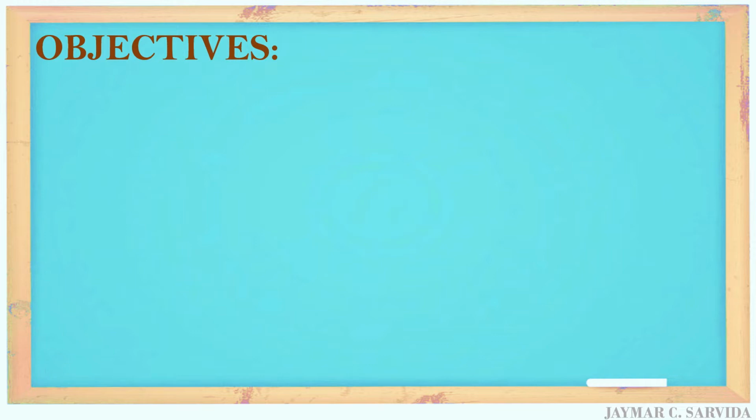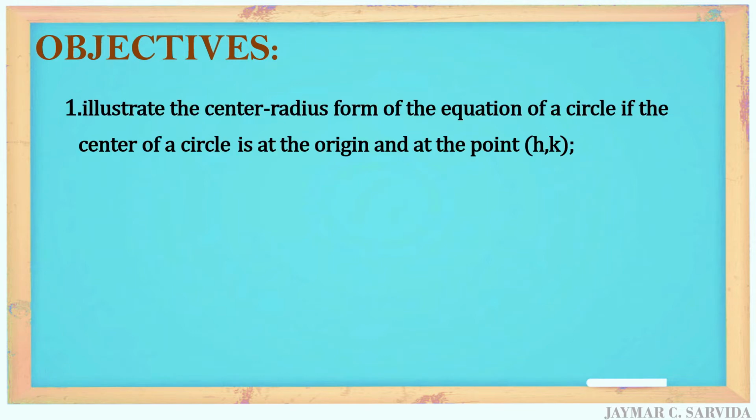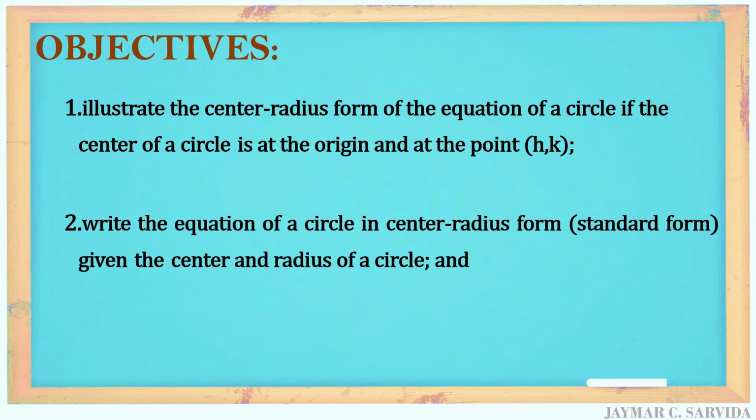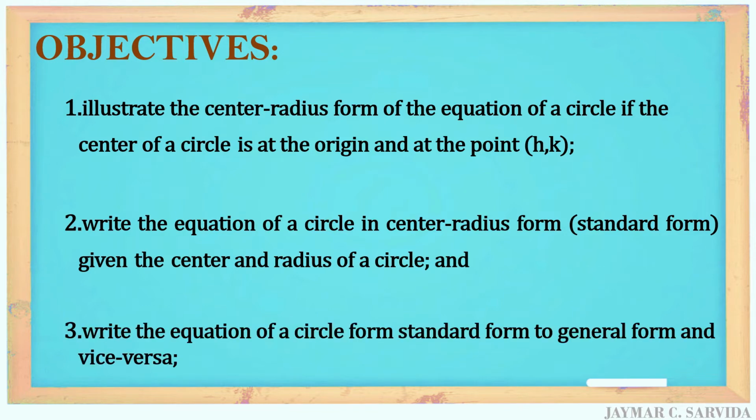So here are our objectives. At the end of the lesson, you are expected to illustrate the center radius form of the equation of a circle if the center of a circle is at the origin and at the point (h, k). Write the equation of a circle in center radius form, or the standard form, given the center and radius of a circle. And write the equation of a circle from standard form to general form and vice versa.